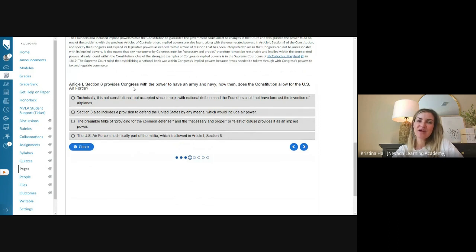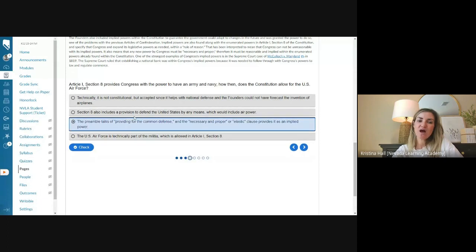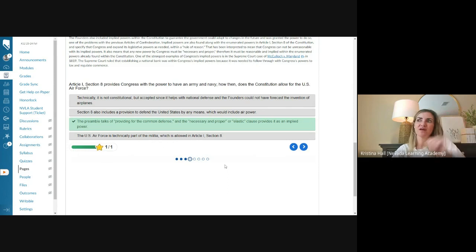Article 1, Section 8 provides Congress with the power to have an Army and Navy. But then how does the Constitution allow for the U.S. Air Force to be added? And again, it's because the preamble talks about providing for the common defense, and the necessary and proper clause. It creates elasticity of interpretation. Obviously, when they wrote the Constitution, there were no planes. Air travel was not a thing. Once air travel became a thing, you can then kind of argue, well, it's necessary because our enemies might have planes, so we have to have planes to combat them, right?